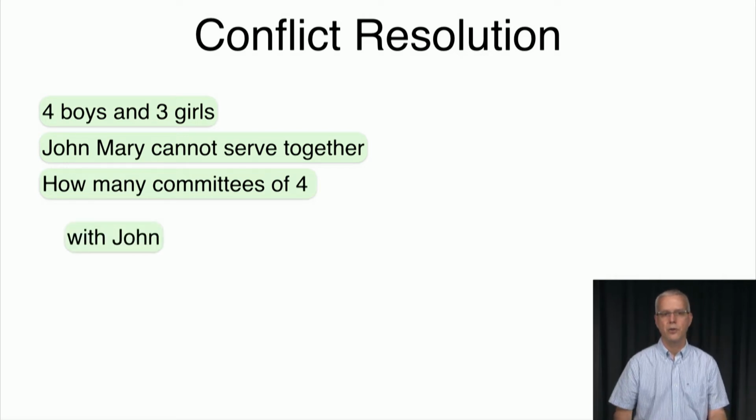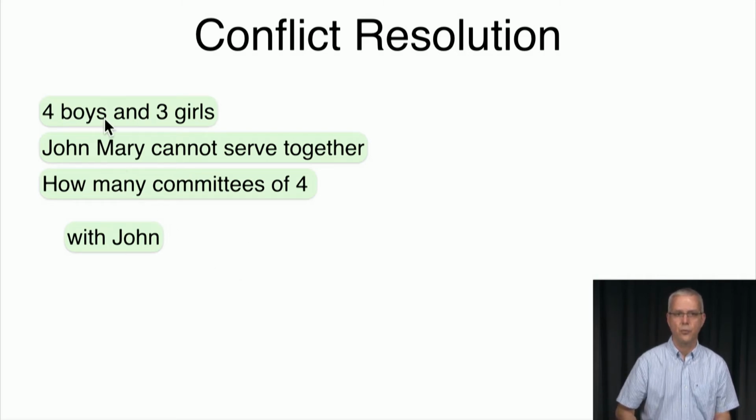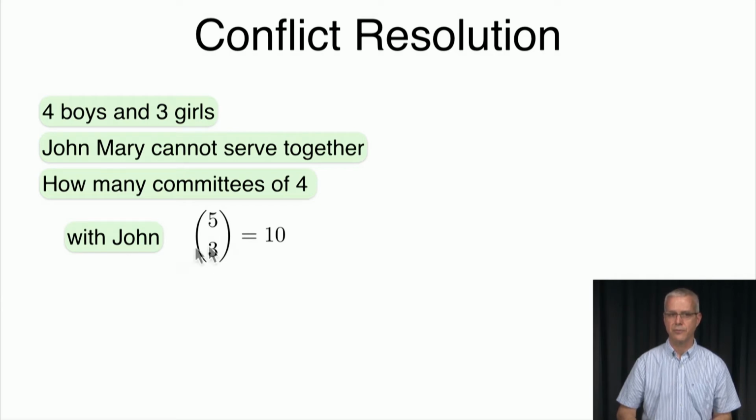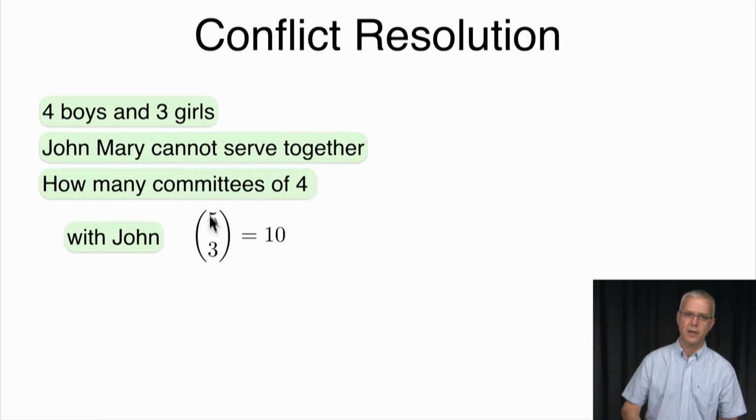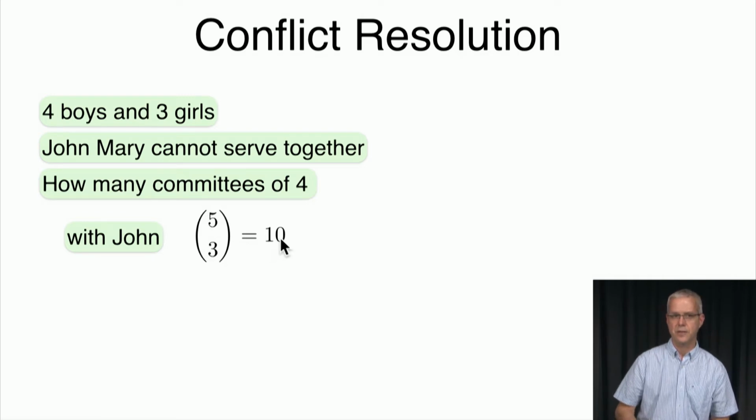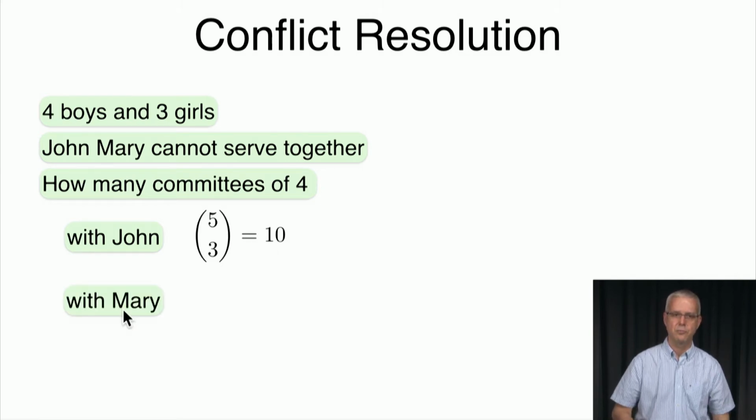If you want a committee that includes John, then notice that what we need to do is this. We have 7 people, but we now remove John and we're removing Mary, and we have 5 people left, and we need to choose 3 out of these 5 people because we're going to add John, and we'll get 4. So that's how many committees we have that include John. That's 5 choose 3, which is the same as 5 choose 2, which is 5 times 4 divided by 2, which is 10. And how many committees will include Mary?